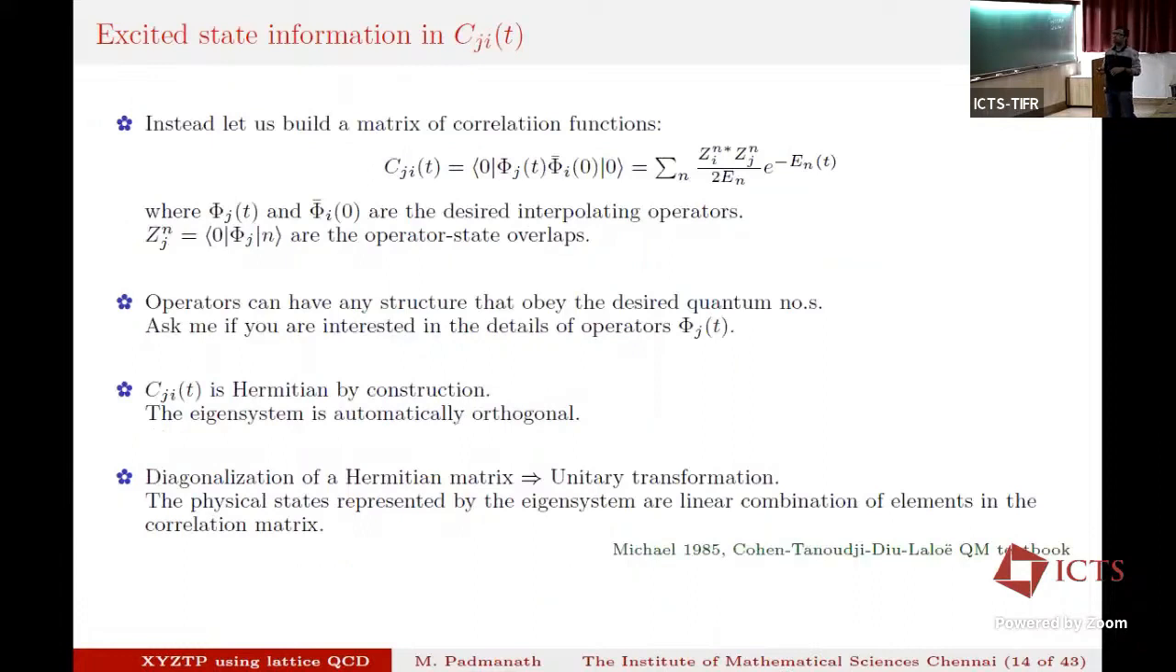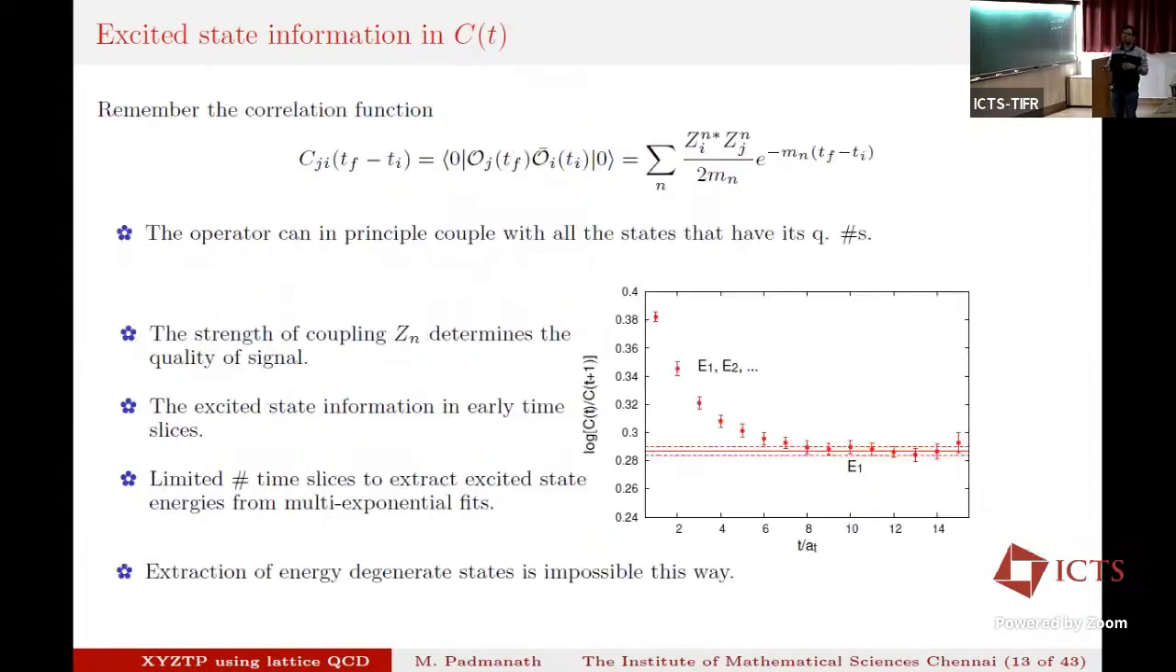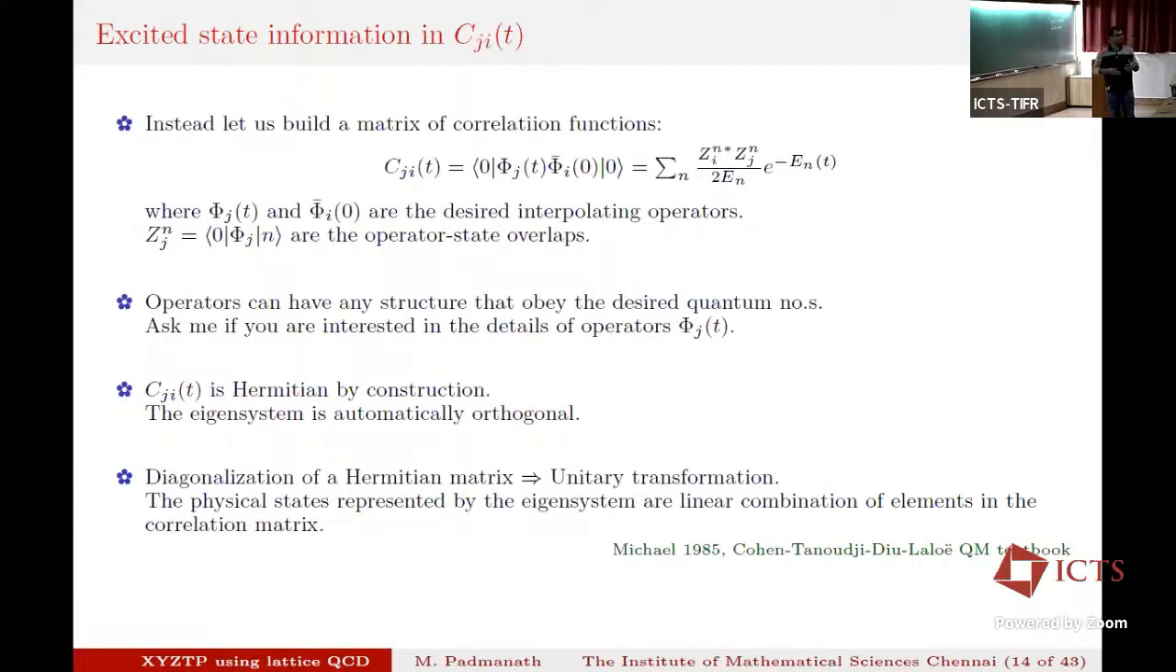So what you can do instead of computing a single correlation function is try to construct a matrix of correlation functions, where instead of just using one operator, you use as many operators as possible which have the right quantum numbers. We know that we can construct multiple different operators which have the same quantum numbers. So if they have the same quantum numbers, they can couple to any state.